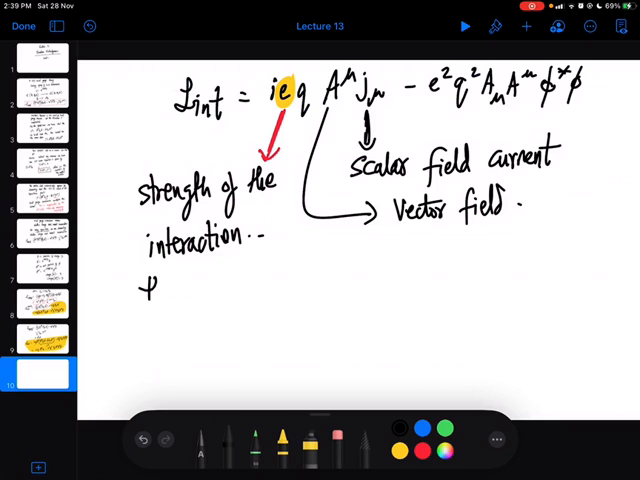This is called the coupling constant. So the strength of the interaction is determined by two things. One is the charge of the particle as well as the strength of the interaction, which in the case of electromagnetic theory is just e, normalized in terms of units of electric charge.